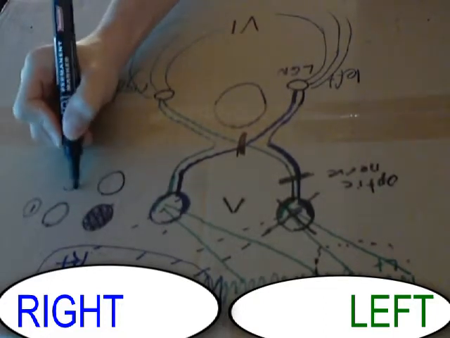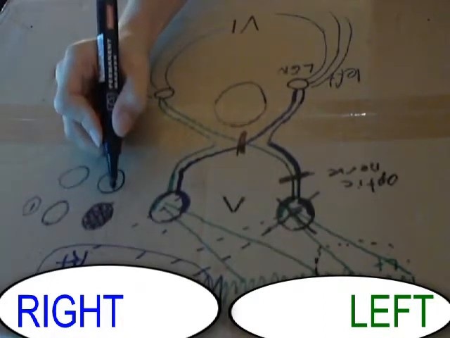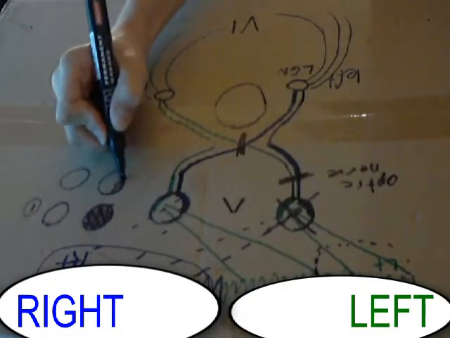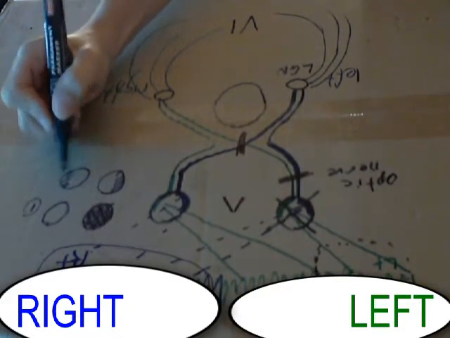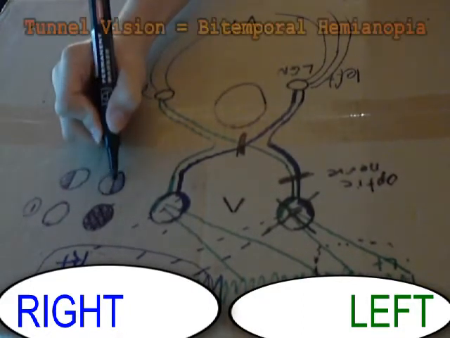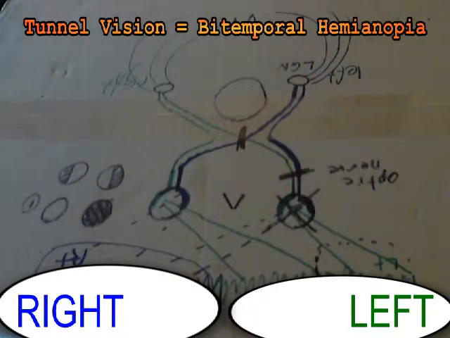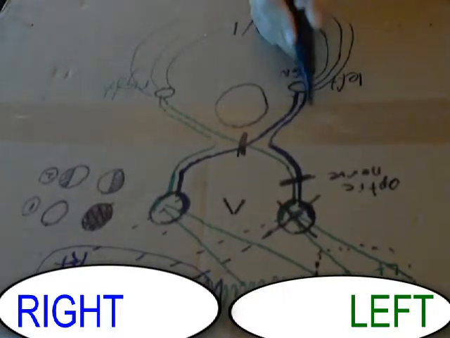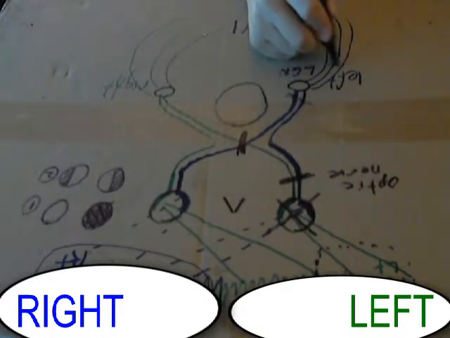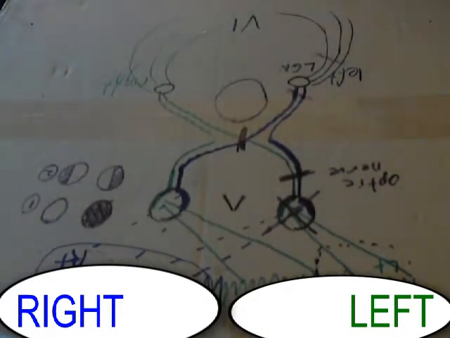You have essentially cut off this part. You have what they call tunnel vision. What if the lesion is behind the decussation? What if the lesion is here? Or for our purposes, here at 2. What do you see then?